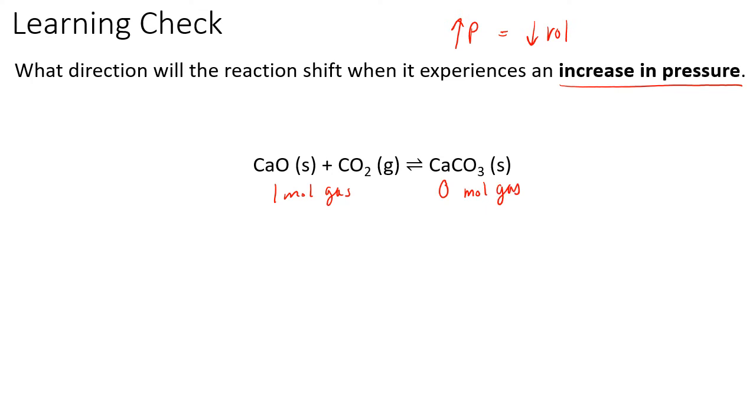So in this case, when you increase the pressure, it's going to shift to the right-hand side towards the calcium carbonate and try to get rid of some of that CO2 present because that is creating pressure itself and we've increased the pressure on the system. So it wants to get rid of some of that excess by shifting to the side with the lesser number of moles of gas. So in this case, we would say the reaction would shift to the right, or in other words, towards the products when we have an increase in pressure.